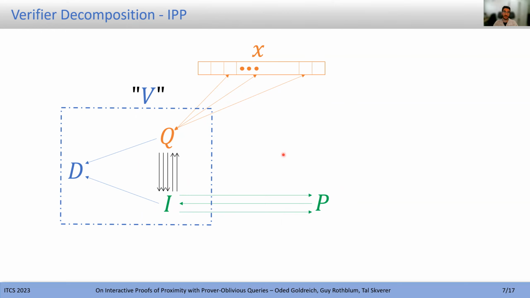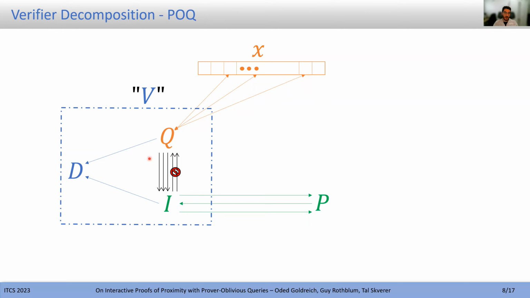To compare this to the prover-oblivious queries restriction, we limit this direction of communication between I and Q. If Q does not receive any information from I, then inherently the queries that Q makes to x must be prover-oblivious. Okay?